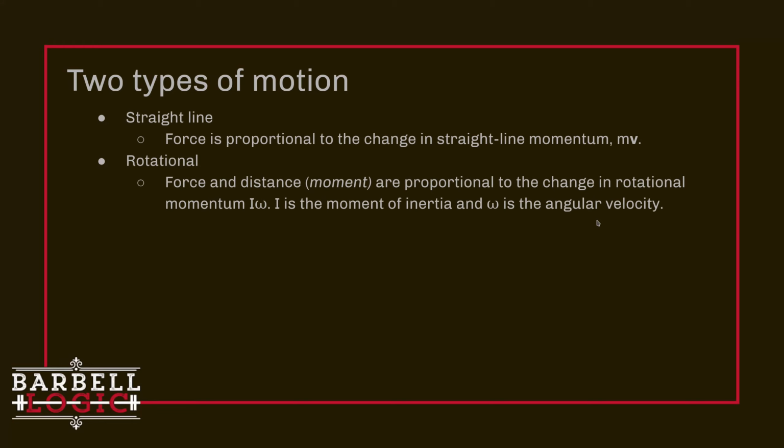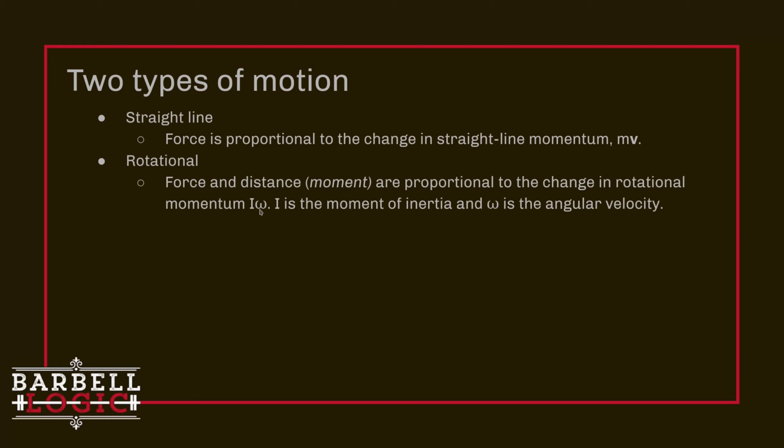Things have rotational momentum. You know this. If you start a ball spinning, it will continue to spin. Figure skaters, when they start to do their spins, they'll keep spinning. They'll actually play games using the equation we're about to talk about to change the rate of their spin. Force and distance are proportional to the change in rotational momentum, which is the moment of inertia, I, which I'll talk about momentarily, times the angular velocity.